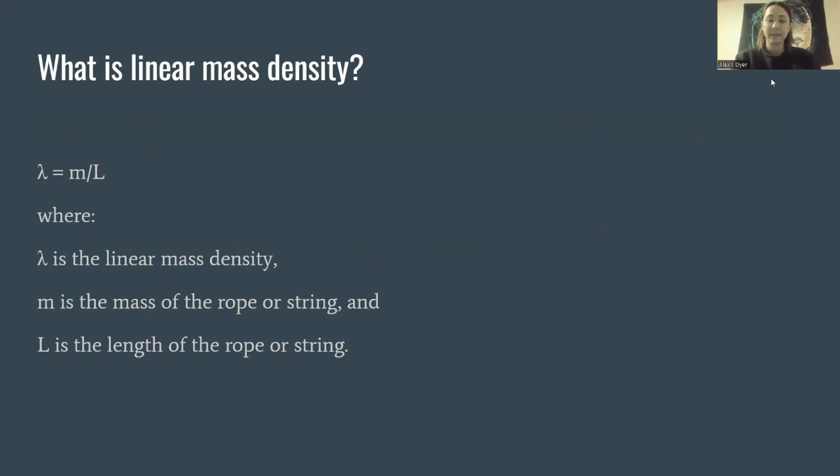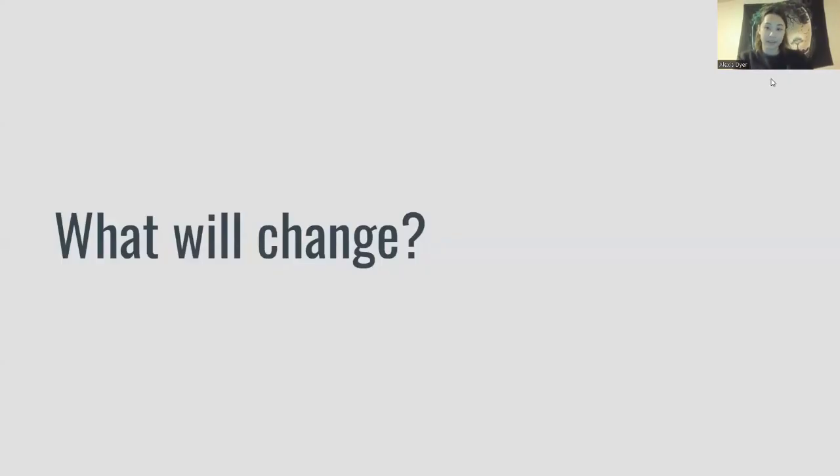Before we get into that, let's look at what exactly linear mass density is. Like I mentioned before, linear mass density is represented by lambda, and it's equal to m over L, which is mass divided by the length of the rope. Basically what this is saying is that the length we're dealing with is the length of the entire rope, and the mass is going to be constant throughout that entire length. So now with that being said, let's look at what's going to change in our physics model.